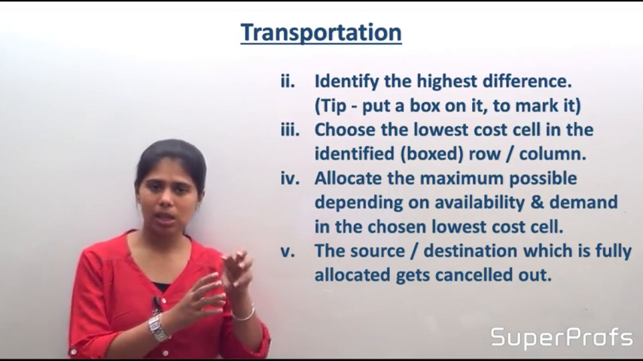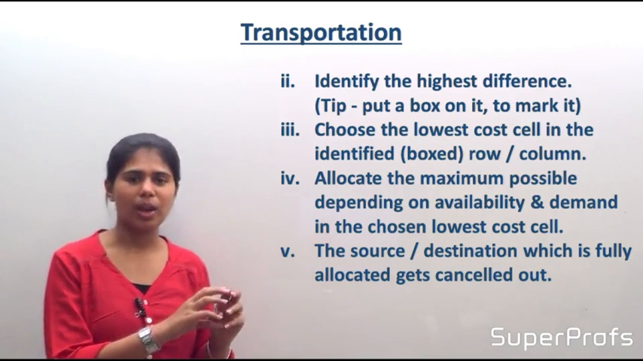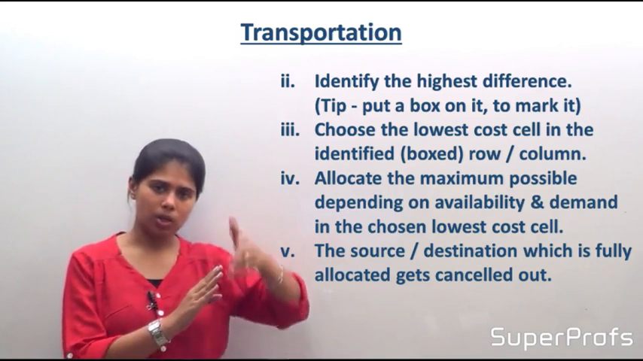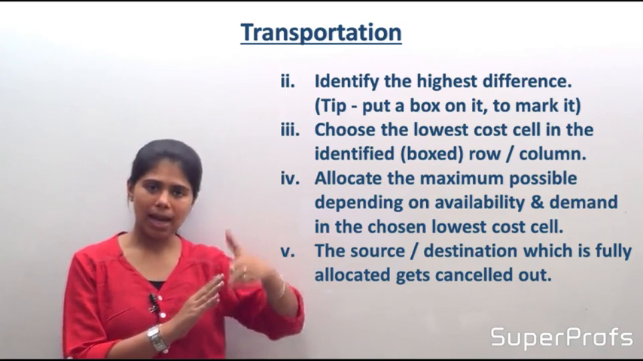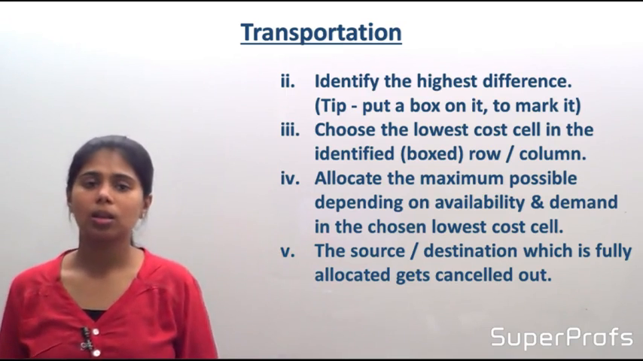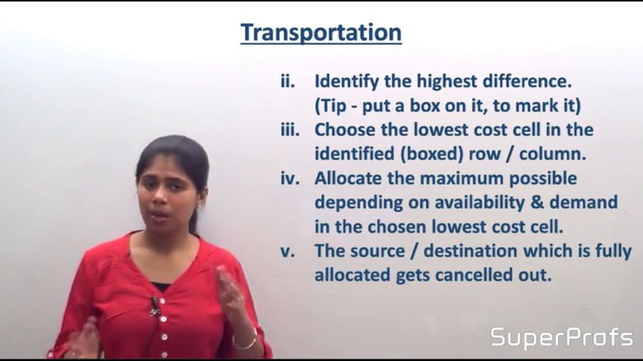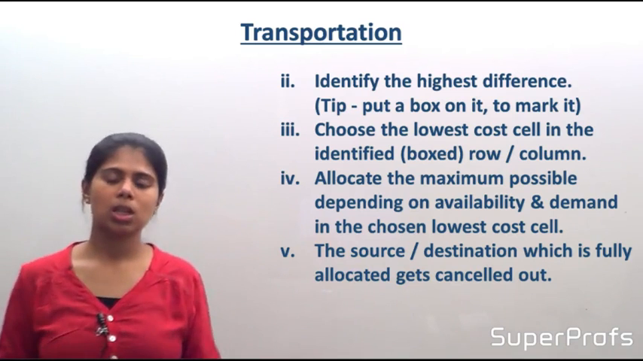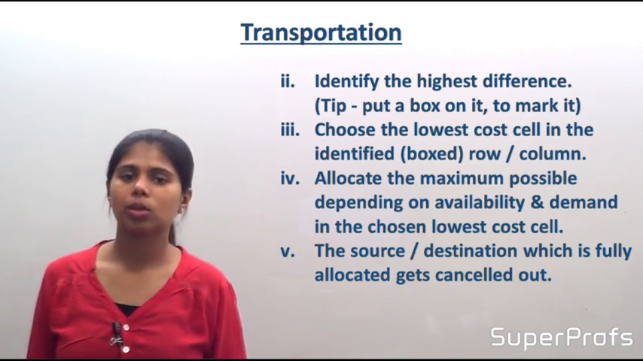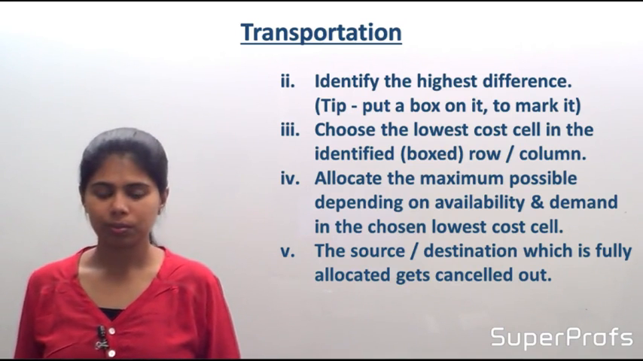So if this is the boxed difference, or this is the highest difference which I have identified, I am going to look at the column which belongs to it. And in that I'm going to try and identify which is the lowest cost cell of that column. So the matrix that is given is a minimization, so it has to be the lowest cost. Therefore, the lowest number over there, the lowest cost, is what I select, I choose.